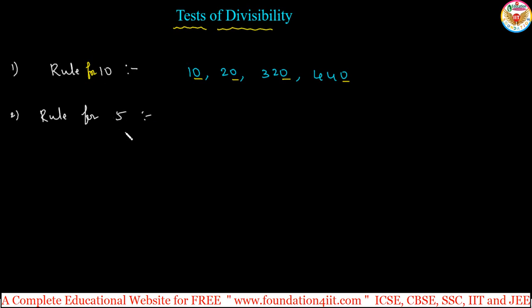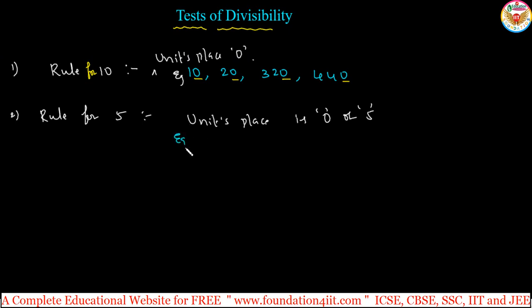Now the rule for 5: a number is divisible by 5 if the units digit is 0 or 5. So the units place is either 0 or 5. These are the examples for the divisibility rule for 5. For example, 25, 30, 445. The units place is either 0 or 5. Is it divisible by 5?